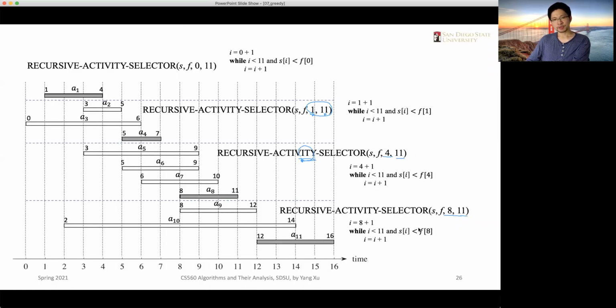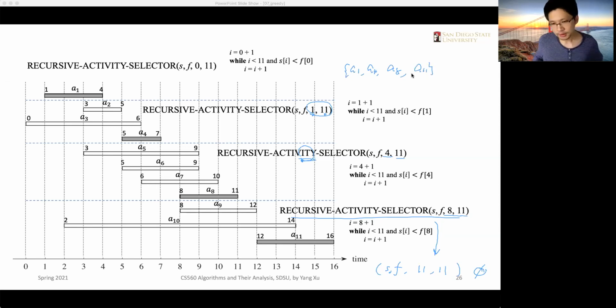So after the last recursive call is returned, actually within the body of this recursive call, there is one more recursive call on A11, that has arguments f11, 11, right? But that will return an empty set, right? The empty set will be returned, and then all the recursive calls will be returned, and the complete set of A1, A4, A8, and A11 will be returned. Okay. Yeah, that is how the recursive algorithm can be defined in this case.